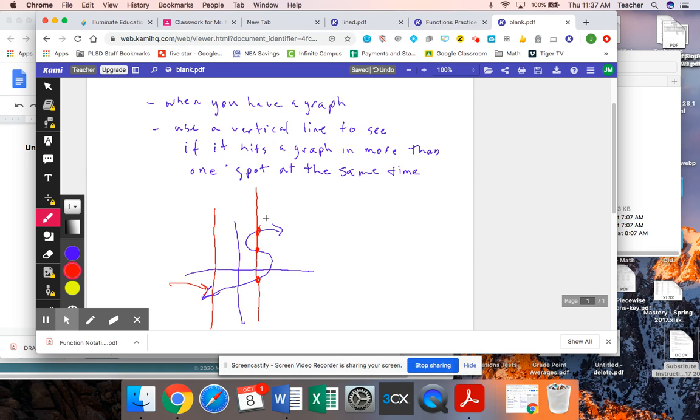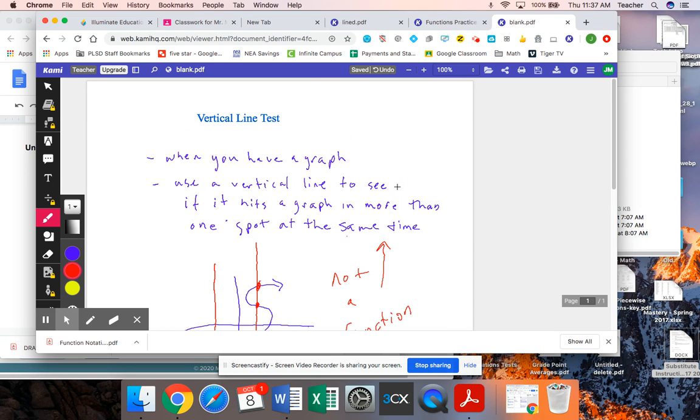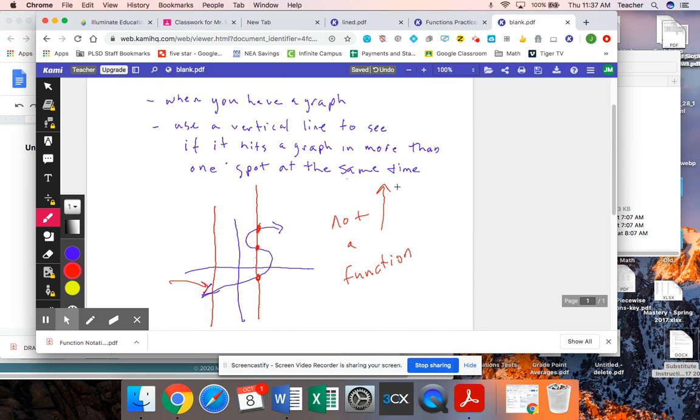This one actually hits it in three spots, more than two. But the fact that it hits it in more than one tells me that it is not a function. You use a vertical line and see if it hits a graph in more than one spot at the same time. If so, then that is not a function. The vertical line test is very simple. In fact, I actually use my pencil to slide it across my paper to see if that's the case.